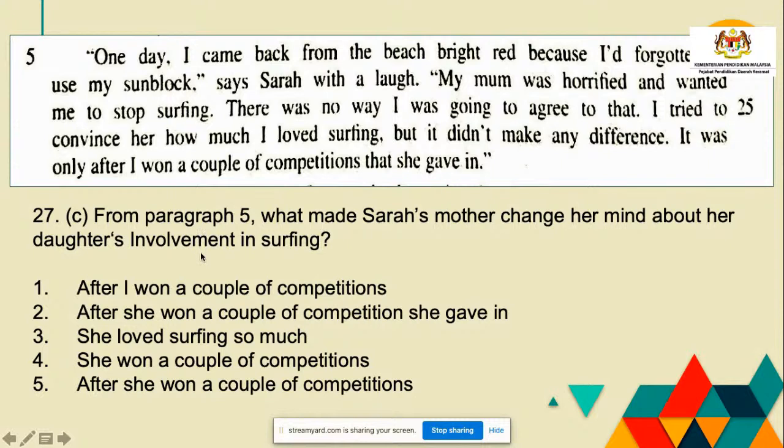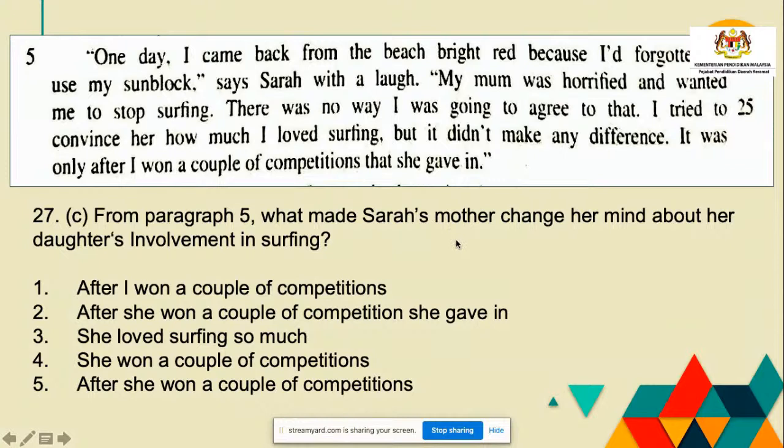Masa mula-mula kalau you baca the whole text, mak dia tak suka. Tak suka dia surfing sebab dia kata bila Sarah balik, Sarah sakit. Kulit Sarah terbakar. Muka Sarah merah-merah. So dia tak suka. Tapi ada sesuatu yang berlaku membuatkan dia berubah fikiran. So itulah yang kita kena cari dalam paragraf ni. Apa yang berlaku yang membuatkan mak Sarah ni berubah fikiran. So you have to familiarize yourself with this word change, involvement, sebab perkataan ni selalu keluar dalam soalan SPM. Okay, alright.